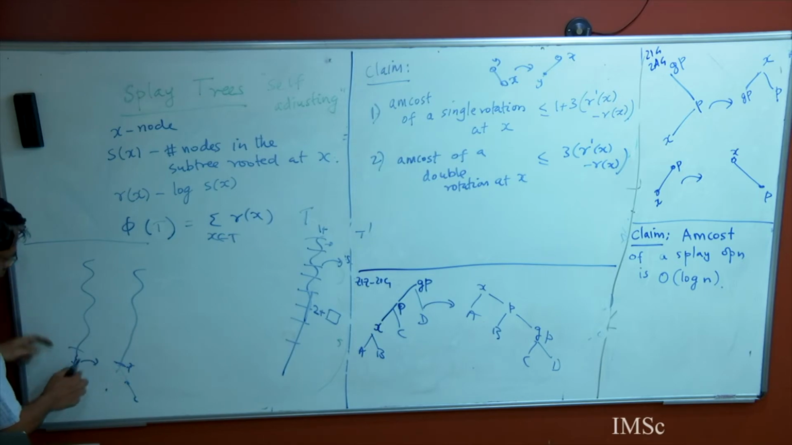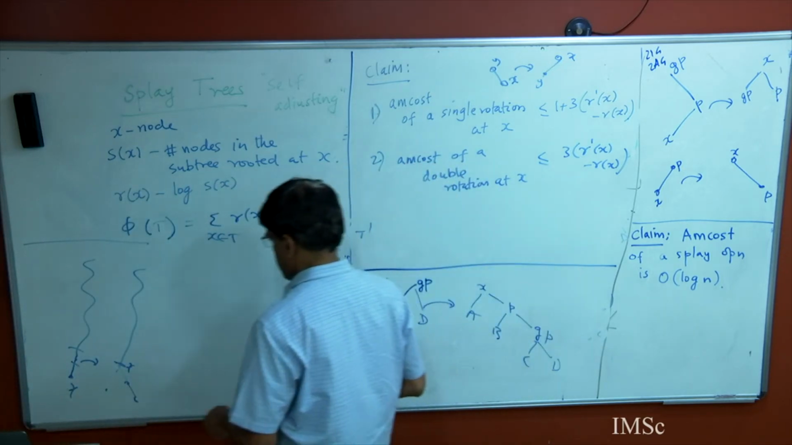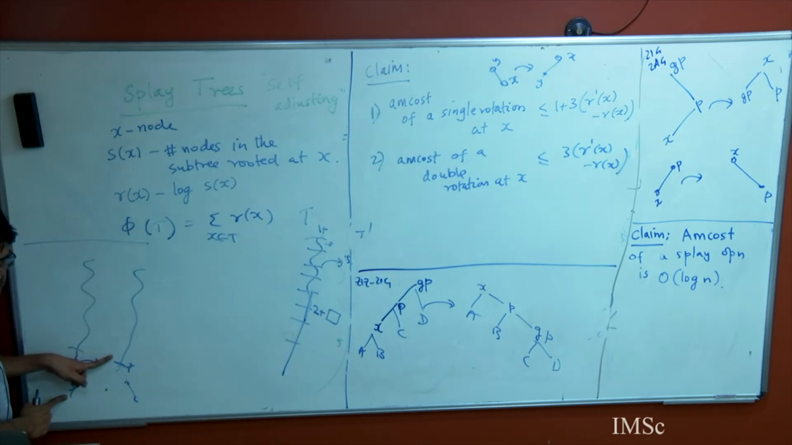Okay. Now, what is the amortized cost to go from here to the actual cost plus the potential difference, just for this operation, which I am going to prove is at most 3 times whatever the rank of x is minus whatever the rank of x here is.